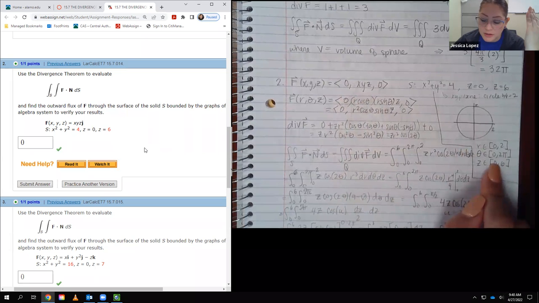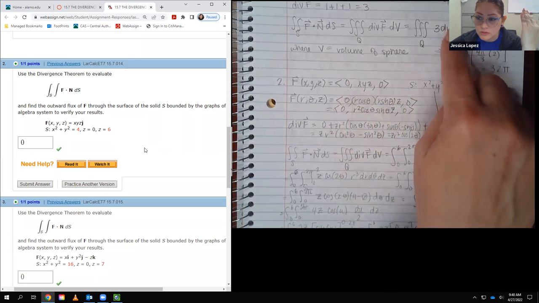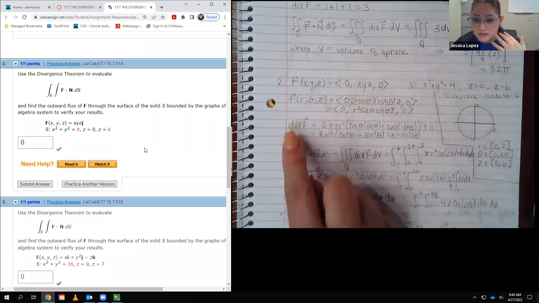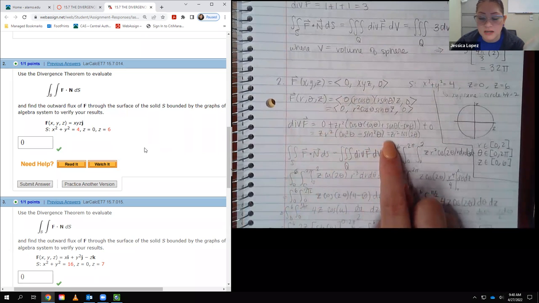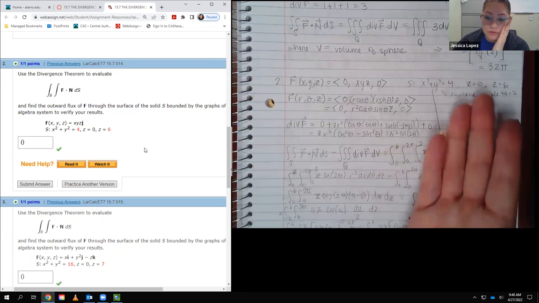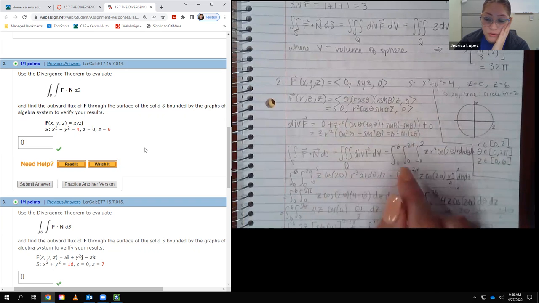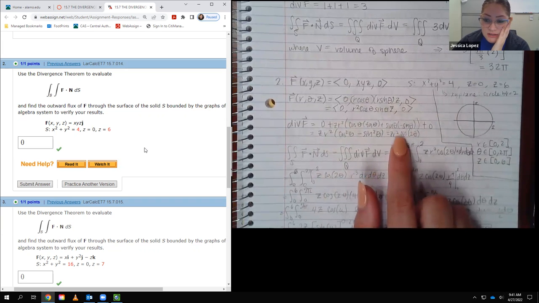My brain was thinking I might have been able to do it like the way we did this one, just by multiplying by the volume of a sphere. But it's not so easy, because when I did find the divergence of F, it did not come out to be just a constant. And so I couldn't get away with just multiplying whatever the volume is times that value, because this one's not a constant.